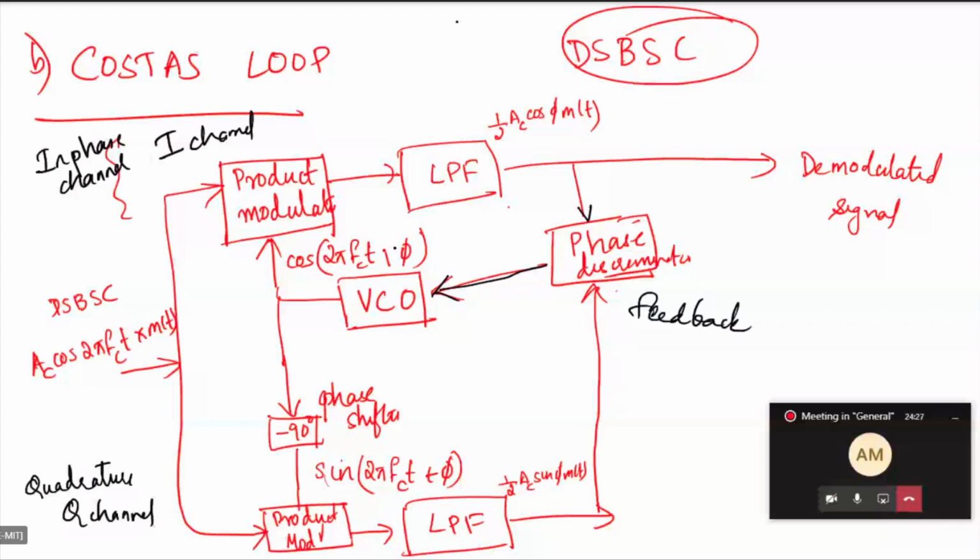and hence it will generate a term. Accordingly, it will adjust the phase of this carrier as well as this carrier. Basically, we want this channel to give us zero output and this channel to give the maximum output, because this is the cos term and this is the sine term. For that, you have a feedback mechanism over here. You have a phase discriminator. So this is the Costas loop, for enhancing the capability of normal coherent detection.